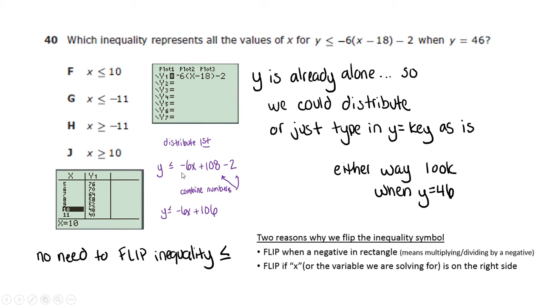Okay, so if you're looking at the table when y is 46, you see that x is 10 when y is 46 because we're looking on the y side. Now, remember your two reasons why we flip the inequality. We flip when there's a negative in the rectangle, but we didn't even have a rectangle in this problem because it was already solved. We also flip when y, which we're solving for in this case, is on the right-hand side. But y is on the left, so that is right. So we didn't need to flip this symbol at all. So all we need to do is pick the symbol without it flipped at 10, and that would be F.